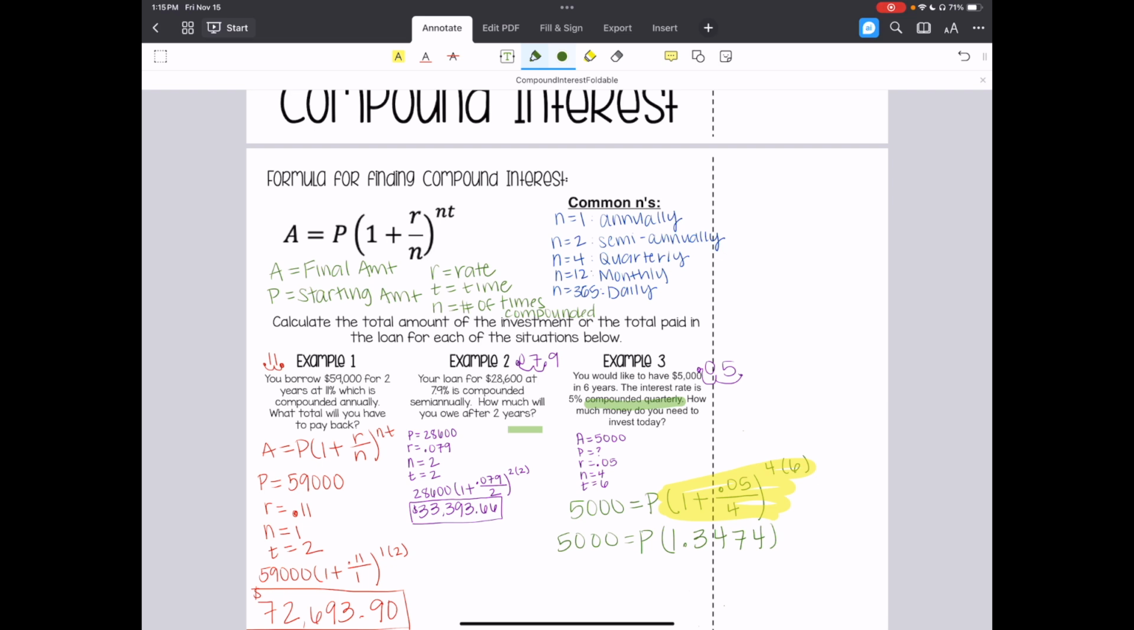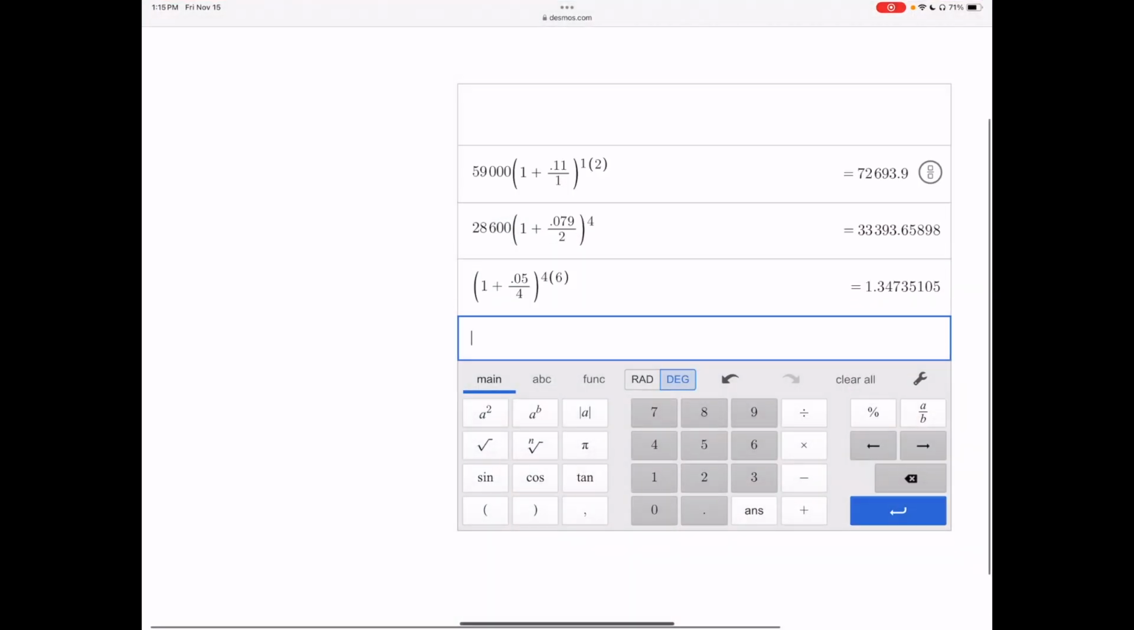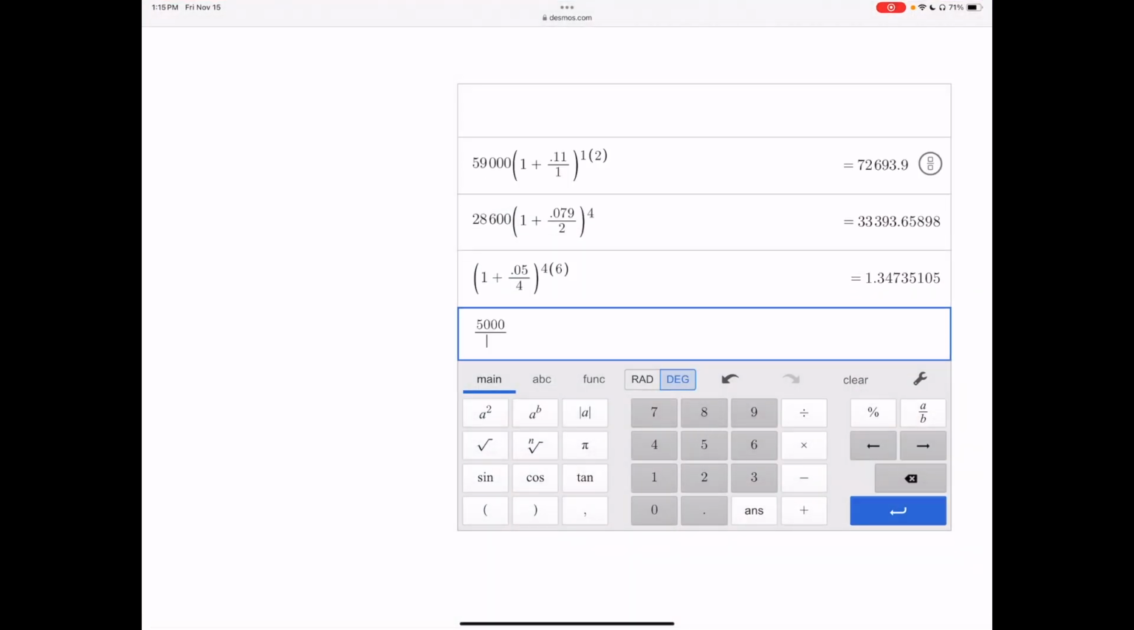Then, to solve, all we have to do is get P by itself. So if this is P times 1.3474, we just divide both sides by 1.3474. And that will give us our starting amount. So I'm going to say 5,000 divided by 1.3474. So our starting amount was $3,710.85.